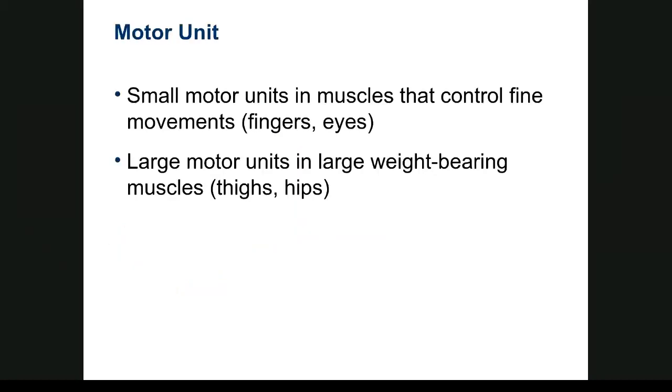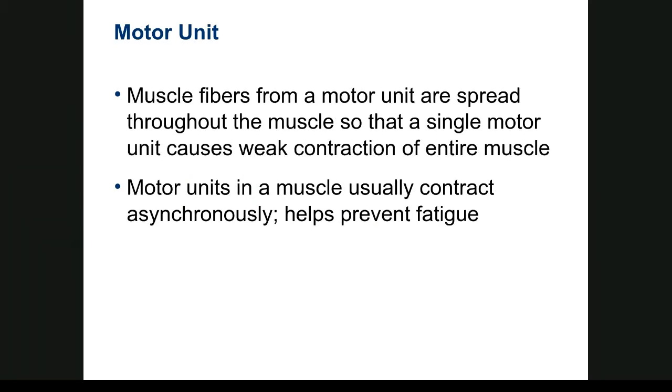Small motor units, where you have one nerve supplying just a few little muscle fibers, are going to control fine movements, things like fingers and eyes. Large motor units are for thighs and hips. One nerve supplies many muscle fibers because you don't have to have that fine-tuning control in your thighs and hips. Muscle fibers are also spread throughout a muscle. So you get a little bit here and a little bit there, and that causes a weak contraction of the entire muscle. Now, they fire asynchronously because it helps prevent fatigue. And when we talk about fatigue in muscles, we're not talking about, gee, I feel tired. We're talking about that the muscle cannot move.